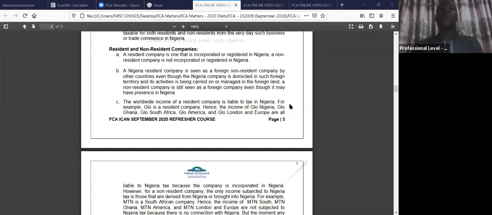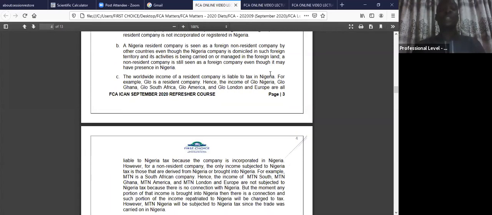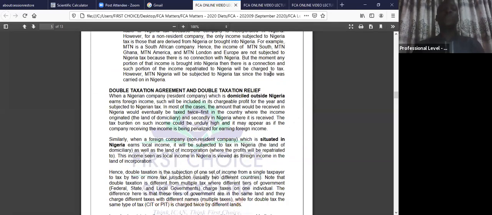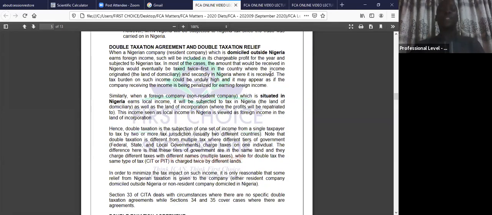So when we look at double taxation, let your mind be going to Glo Nigeria. When we look at special businesses, especially in the communication industry, let your mind be going to MTN. These are examples you can use to differentiate it. Okay, so now that we've seen the scope of our lecture today, let's look at double taxation agreement and double taxation relief.